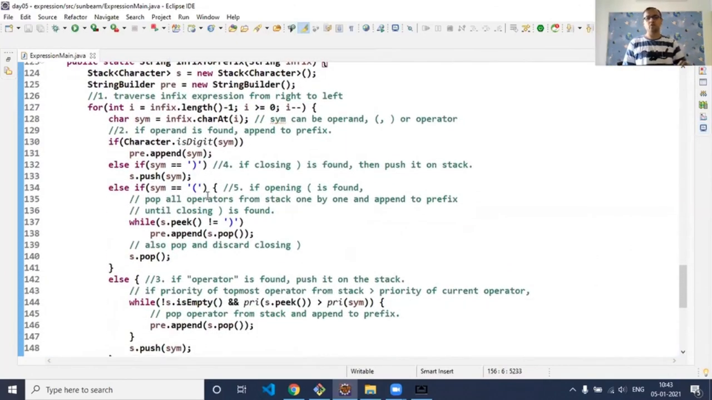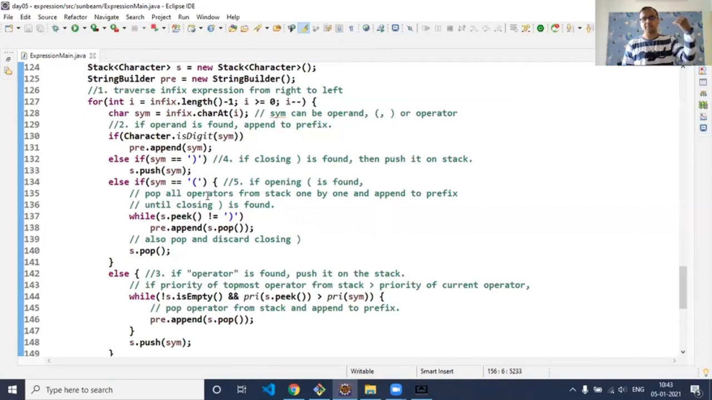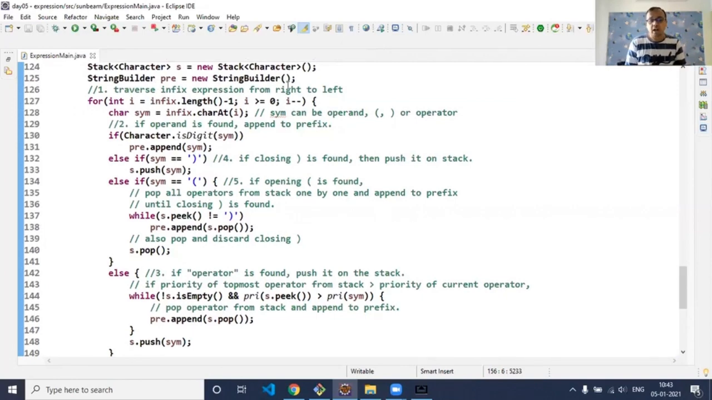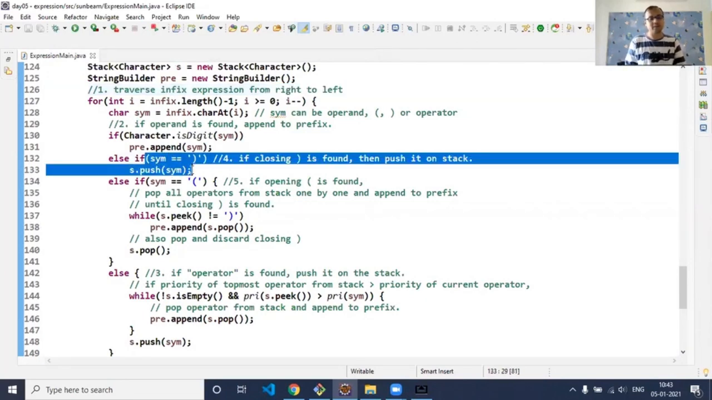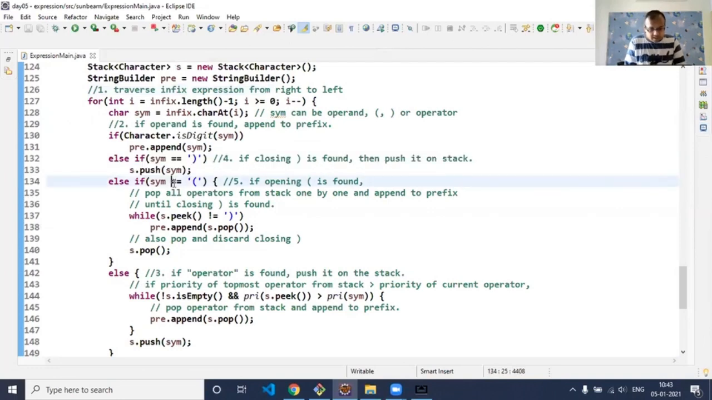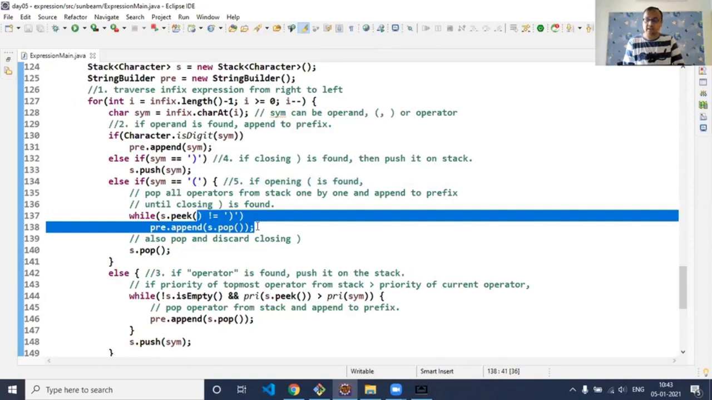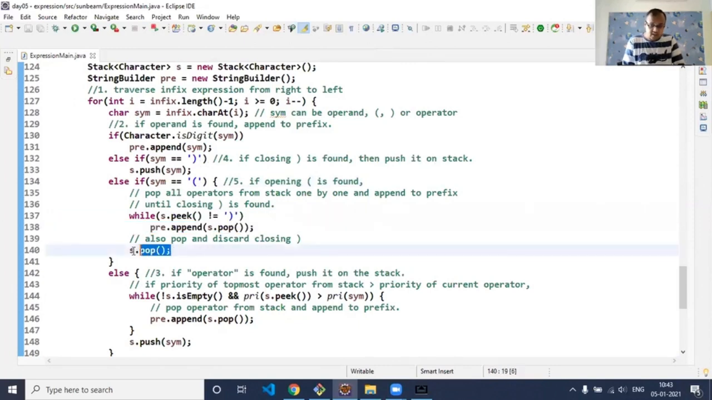It is just a copy paste algorithm. There are a couple of changes. Let me quickly repeat the changes for you. You have to go right to left. First thing, going right to left, the closing comes first, and we push it on top of the stack. When opening comes, until the closing is found, we pop everything and append it. Finally, we also discard that closing.